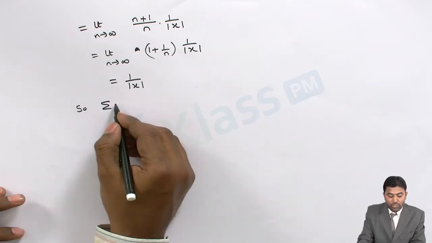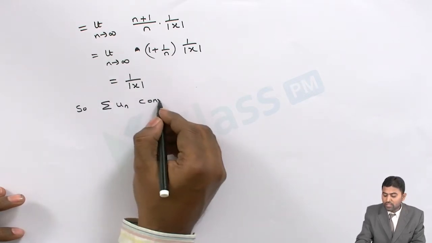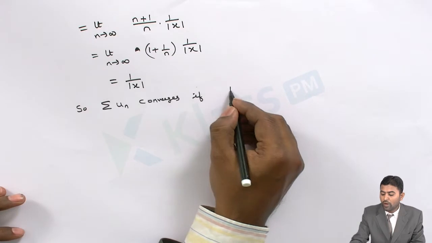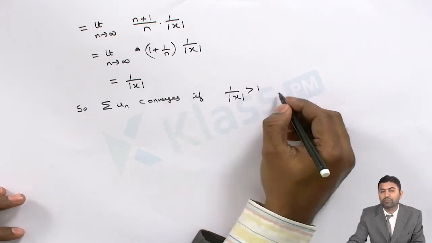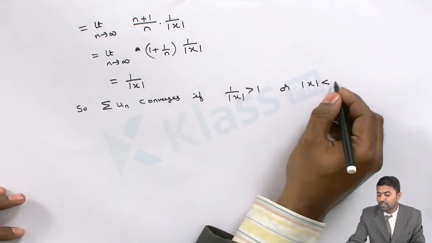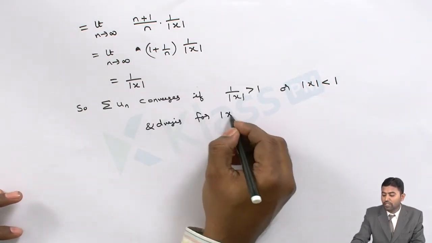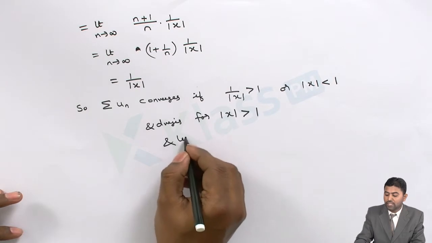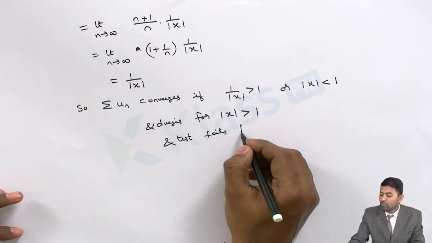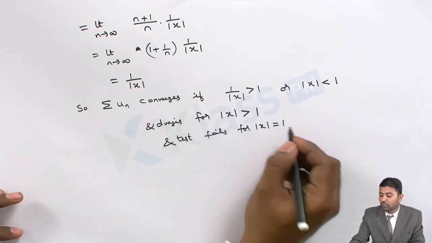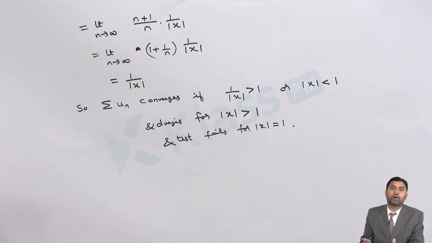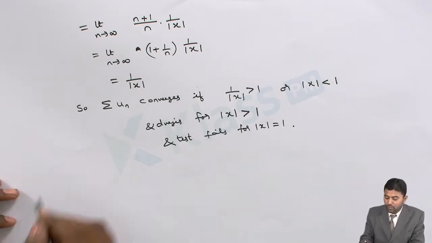So summation un converges if 1 by |x| is greater than 1, or |x| is less than 1, and diverges for |x| greater than 1, and the test fails for |x| equal to 1. So what happens when |x| is equal to 1? We need to check.